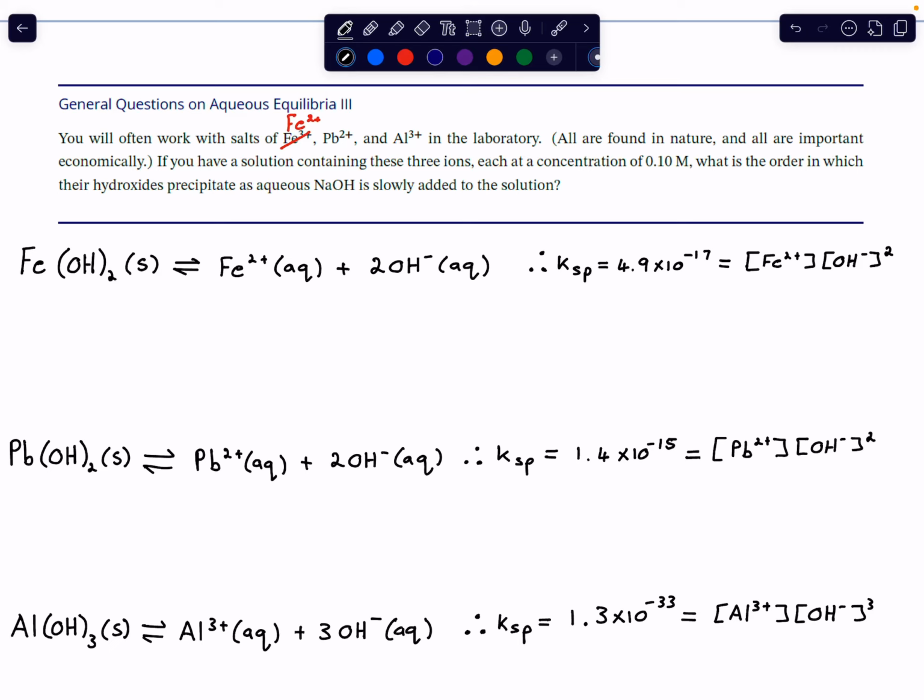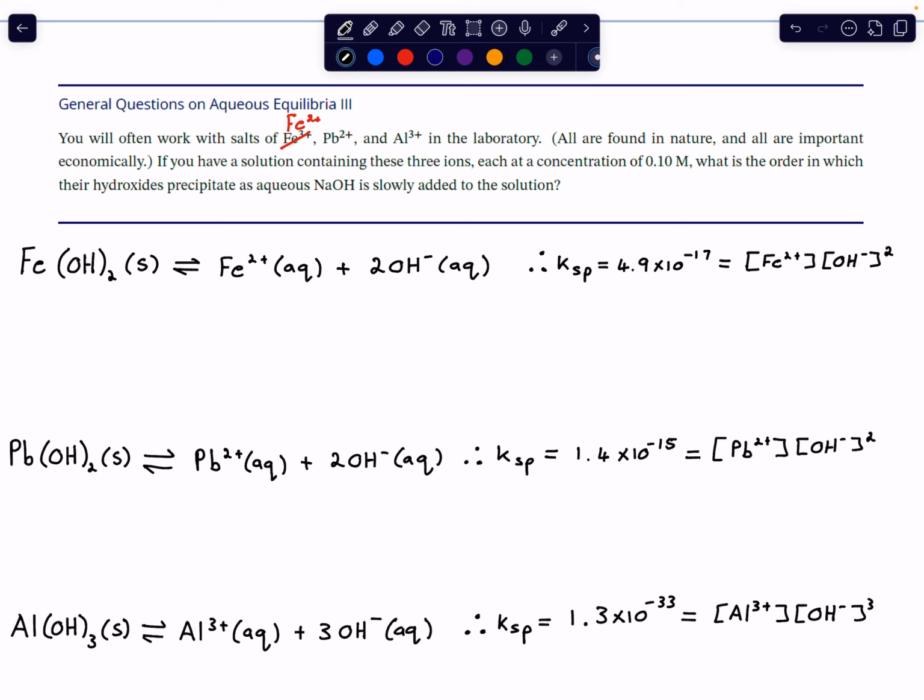Hello everyone, so we continue our conversation on aqueous equilibria, and in this example we're talking about different ions that are in solution. So we're looking at three ions, Fe2+, not 3+, there's a typo, Pb2+, and aluminium 3+ in the laboratory. And we're told that this solution contains all three of these ions at 0.1 molar. And then we're asked, in what order will the hydroxides of these salts precipitate as aqueous sodium hydroxide is added?